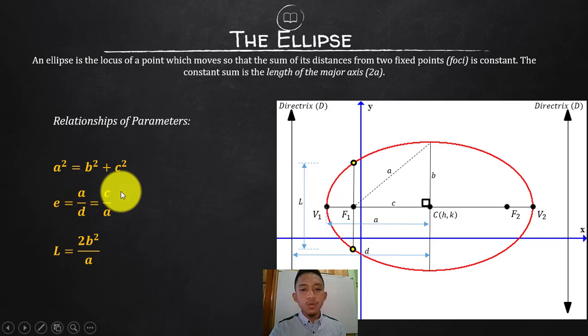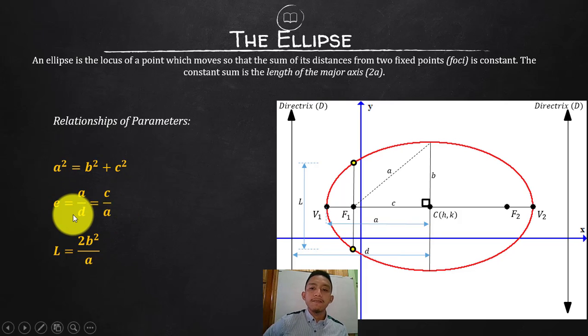So it depends on what is given. Maybe what is given is the eccentricity. You can solve D given A, or vice versa. Or let's say you are given E, you can solve C or A, vice versa. So these are two equations. Or let's say you do not actually need E. Then all you need to do is pair A over D equal to C over A. You will create another equation.